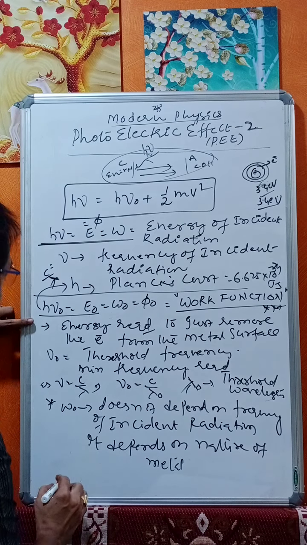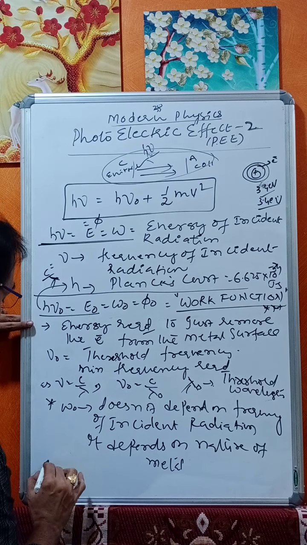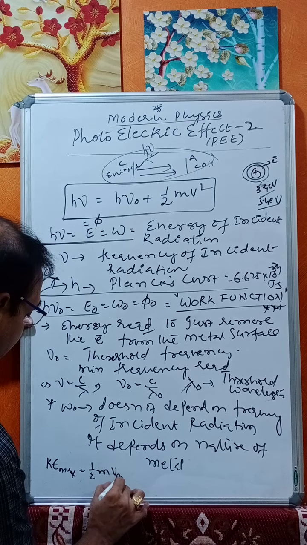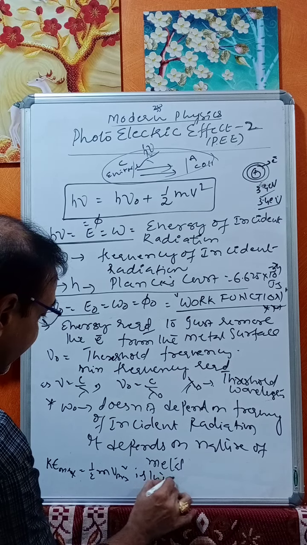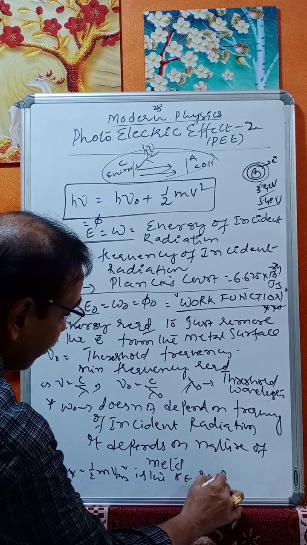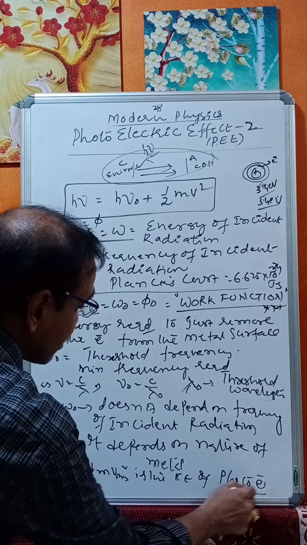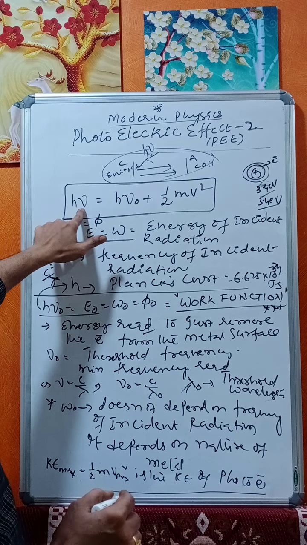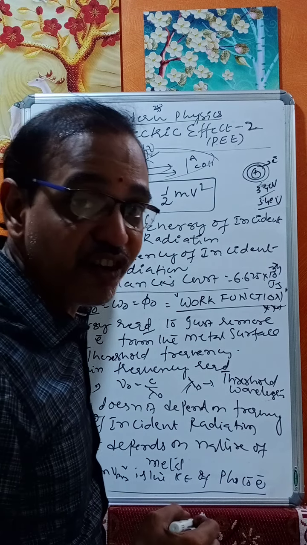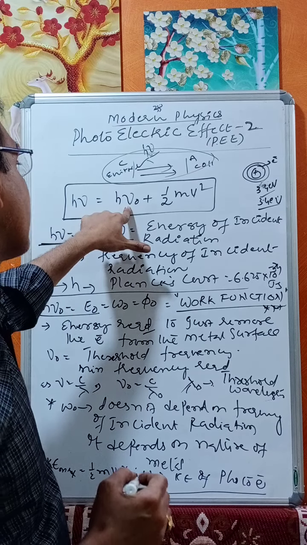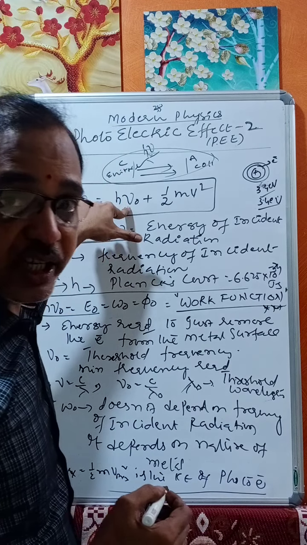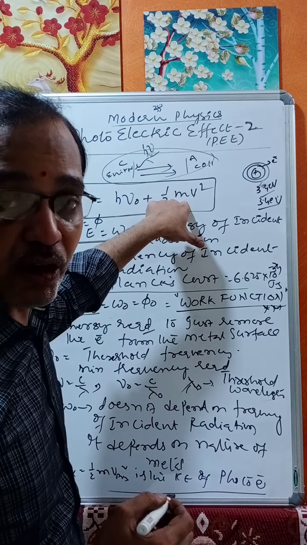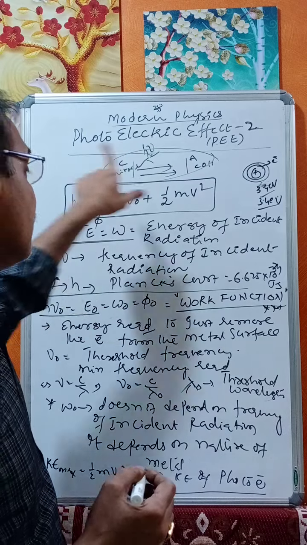And now, what is half mv square? So kinetic energy, KE max, we call it, is equal to half mv max square, the kinetic energy of the photoelectron. So this is something about the terms here. Therefore, h nu is the energy of incident radiation. H nu naught is the work function, the energy required to remove the electron from the metal surface. Half mv square is the kinetic energy of the photoelectron. So these are the basic equations.